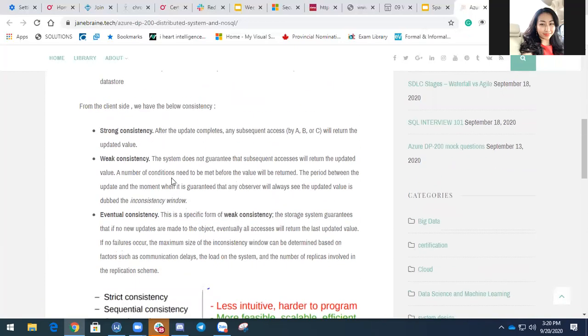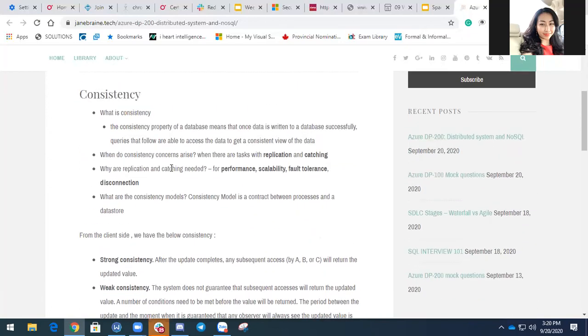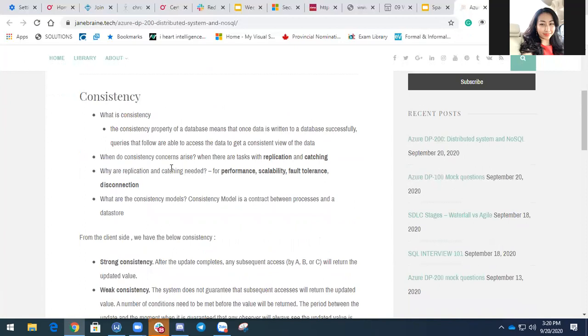In here, I talk about different types of consistency, what it is, when consistency arises, why we need to take a look at consistency, and what some of the models are. You can have a look at that. But before you read any further on consistency, let me introduce you to the CAP theorem model, because it will help you understand this.